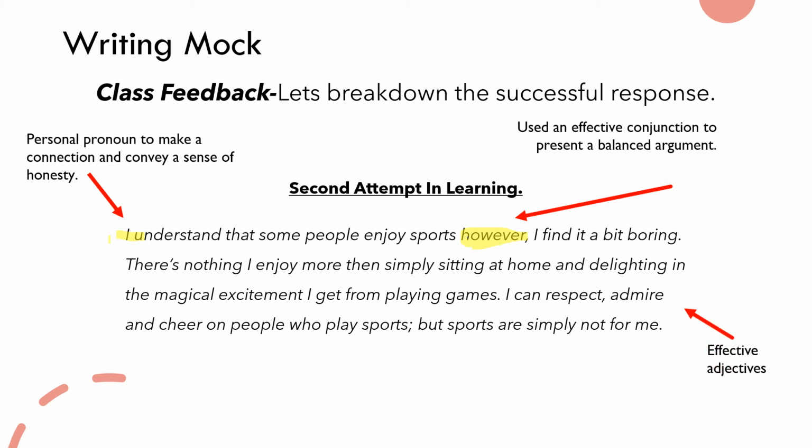So effective adjectives. So thinking about how does he relate to people who actually engage in sports. It's really important that you are not negative towards people who have certain interests or certain hobbies. So therefore we're using these really interesting and effective adjectives of respect, admire, right? So it's really telling us here that this person cares about them. When they're talking about the actual thing that they care about, which in this case is gaming, you've got words like excitement and magical and even delighting there that really helps convey that this person really does feel passionately about the thing that grabs their attention.